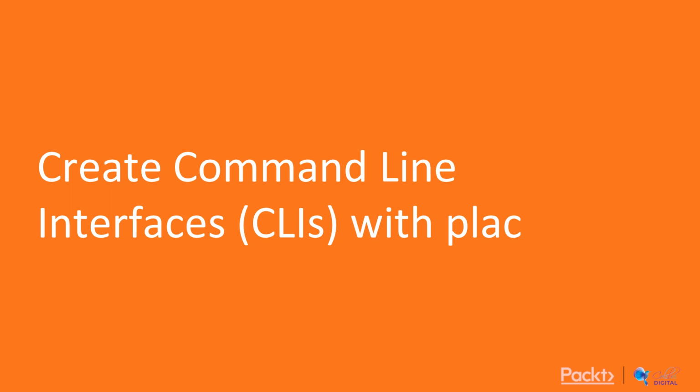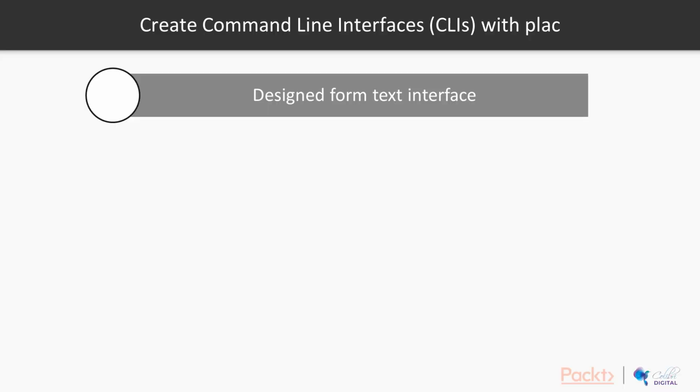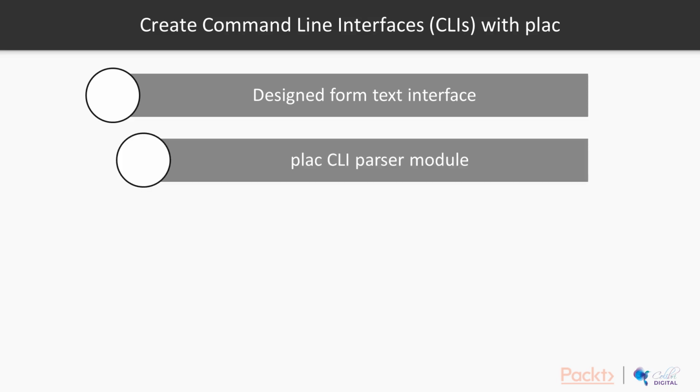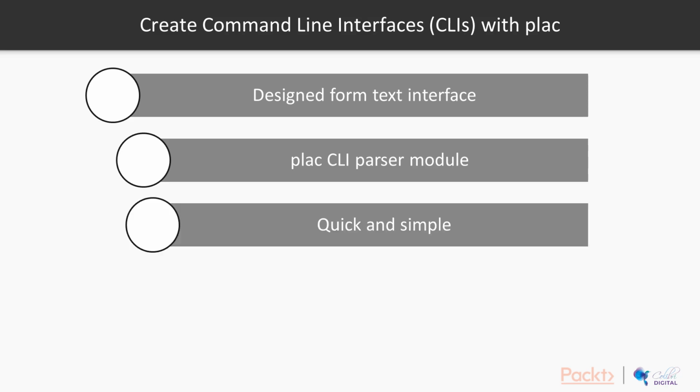So the first module which we have is create command line interfaces, CLIs with plac. Command line applications, referred to as console applications, are computer programs designed to be used from a text interface. plac claims to be the easiest to use command line arguments parser module in Python. This module targets programmers who choose to create a command line interface because it is quick and simple.